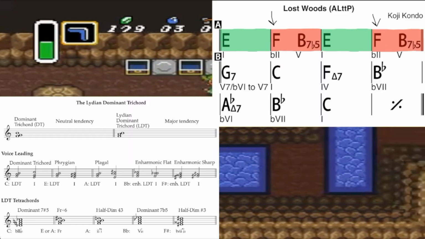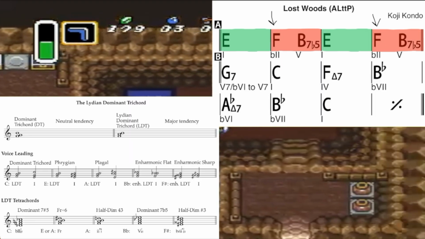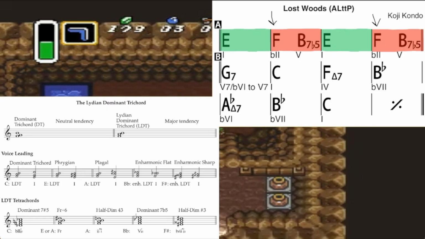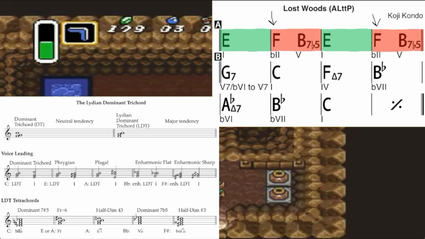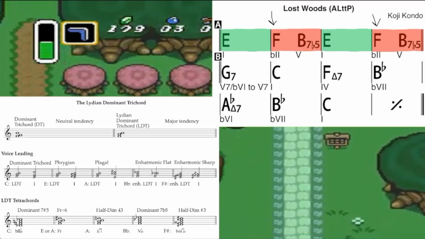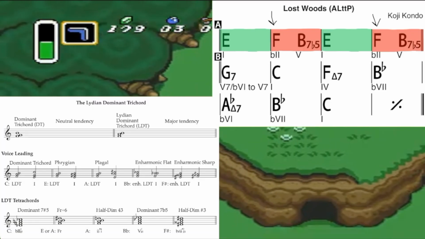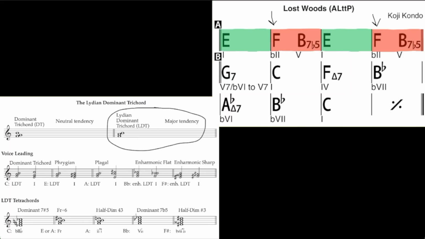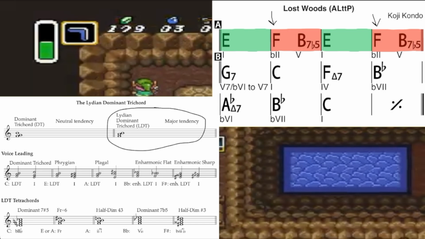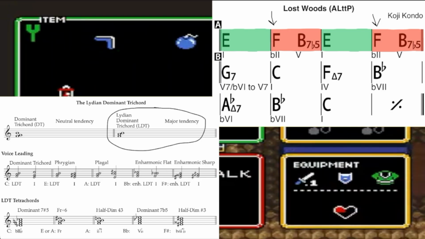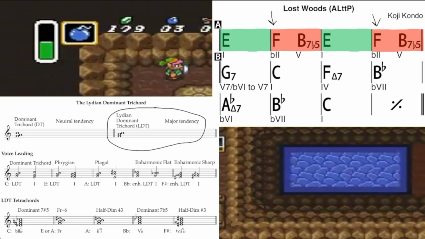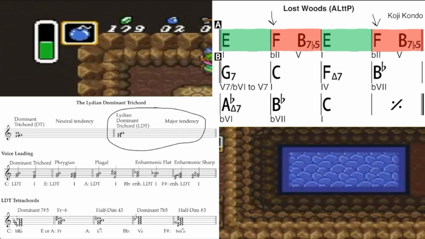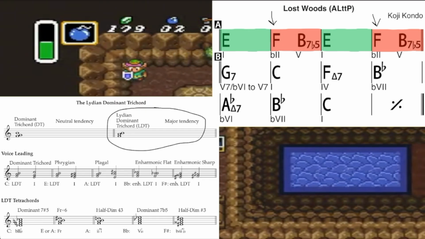But Koji Kondo is more clever than using this little dominant trichord. He uses it harmonically to achieve modulation by major third, what I was talking about at the beginning of the video. So here's our Lydian dominant trichord, which has a major tendency, and we can tell that it's being used to resolve to a major chord, so this is its typical usage.